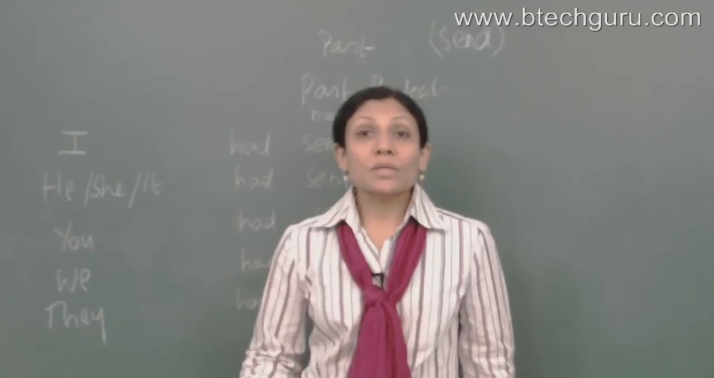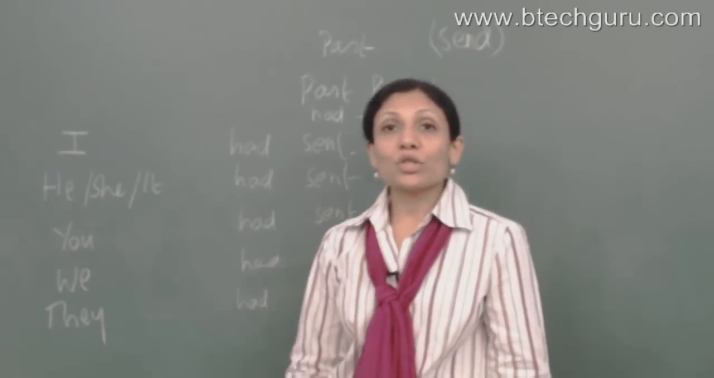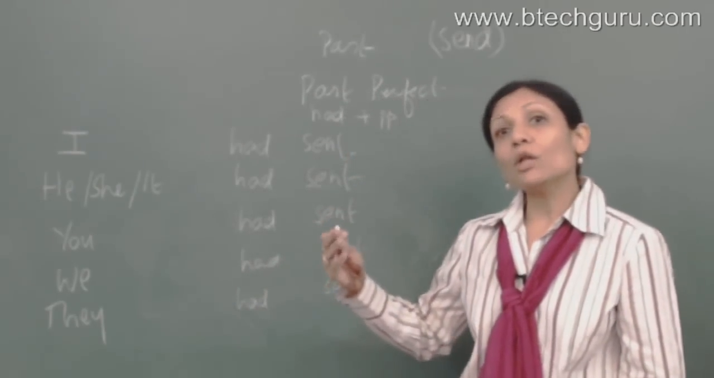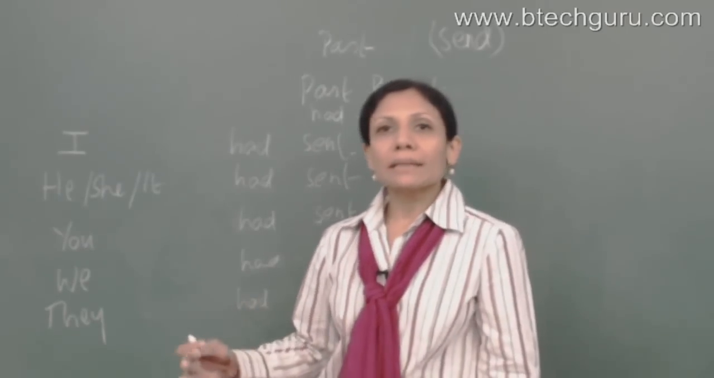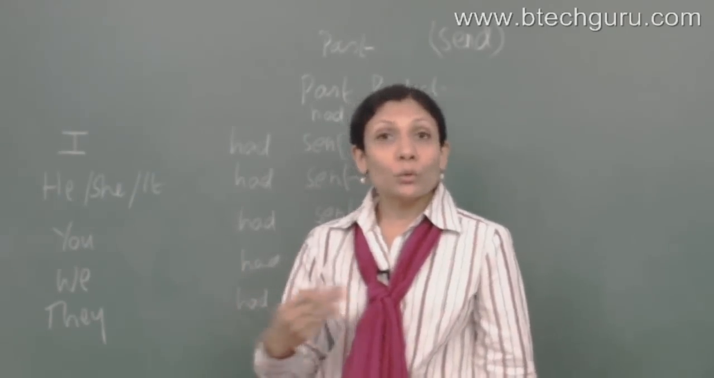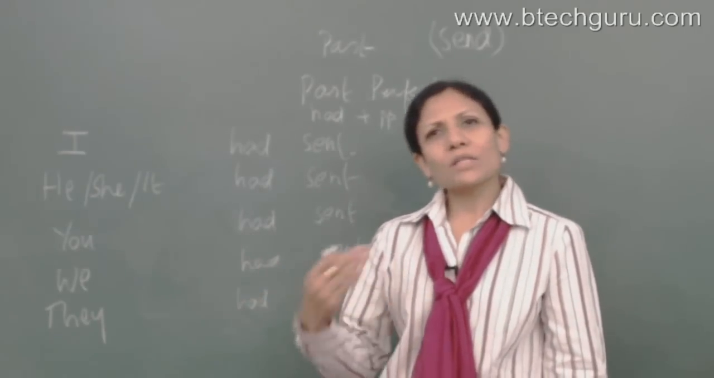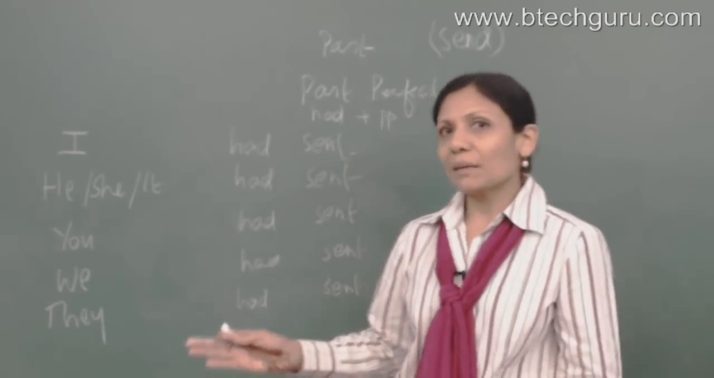So when do we use past perfect? Now past perfect is for actions which have long been over. Long been over means they've happened a long time ago. Now for example, let us assume that an old uncle had passed away a long time ago. You can say, my uncle had died 10 years ago. It is okay to use past perfect for actions that have happened a long time ago.